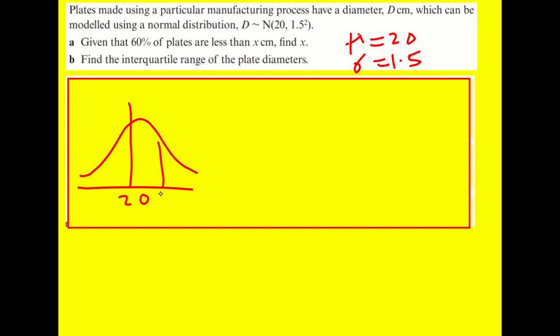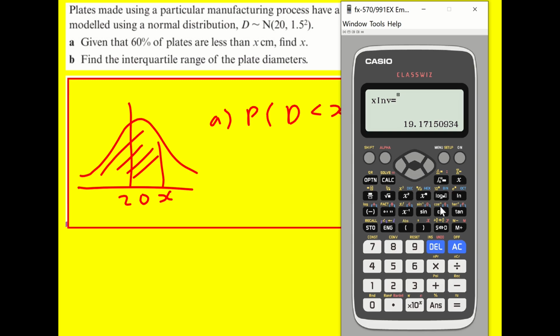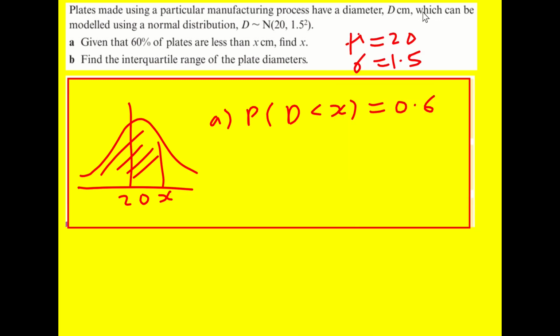So it's going to be over here somewhere. This is not perfectly to scale, I know. It's going to be here. So what am I finding? I am finding the probability that d less than x is equal to 0.6. Actually, this is just another inverse normal distribution question. 0.4.